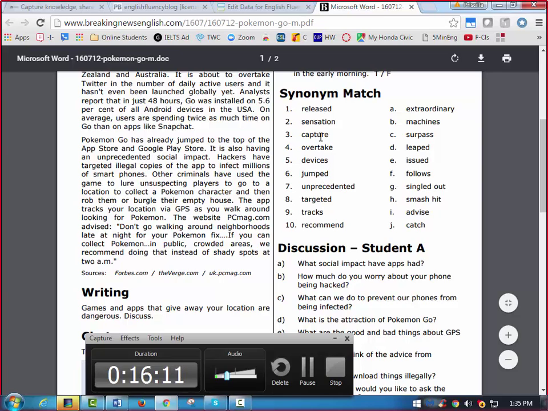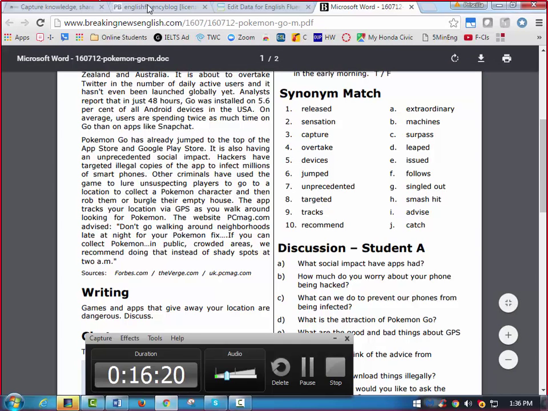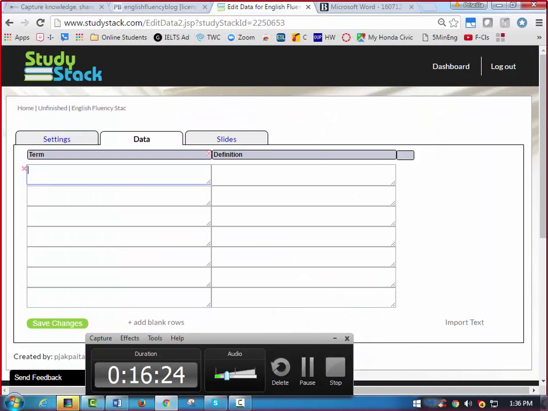I don't necessarily think that I see the answer immediately. So overtake means to surpass. So let's just take these three. Now I'm going to go back to my study stack. The term that I want to use is released.